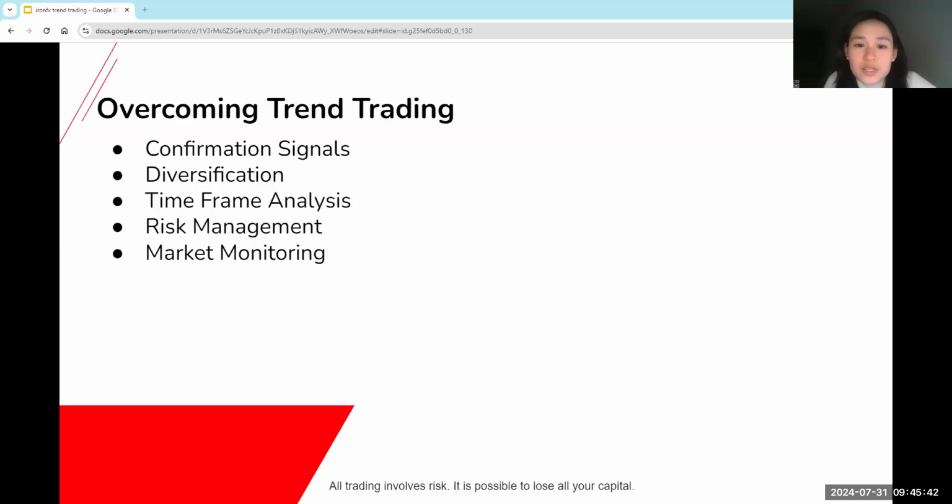Risk management. Implement strict risk management strategies, such as setting stop loss orders and position sizing based on your risk tolerance, to protect capital during drawdowns. Market monitoring. Again, we talked about this earlier: regularly monitor news events, economic data releases, and so on, because these can impact your trends and can cause your trends to reverse as well.